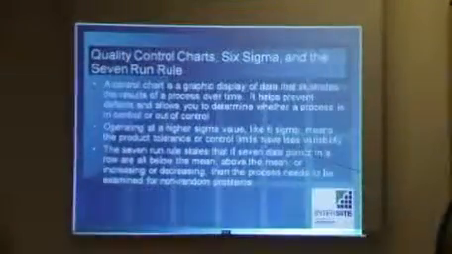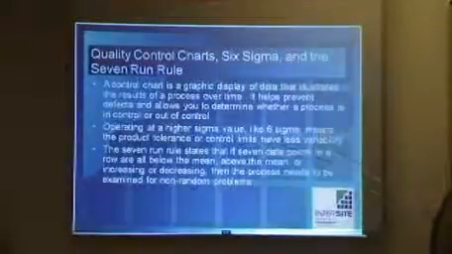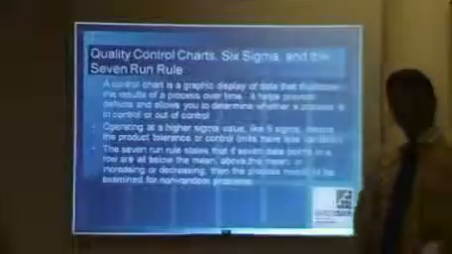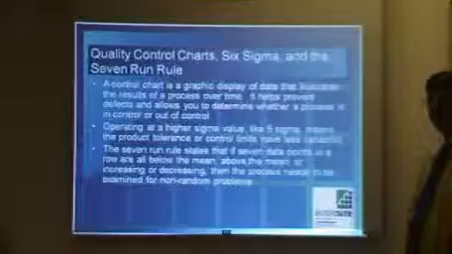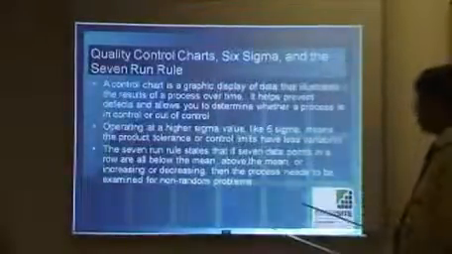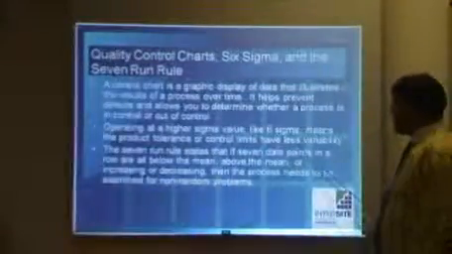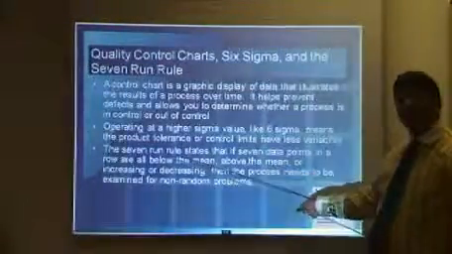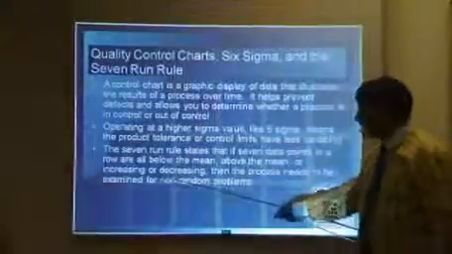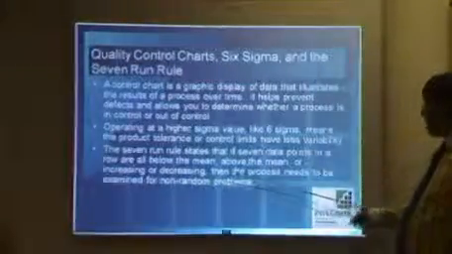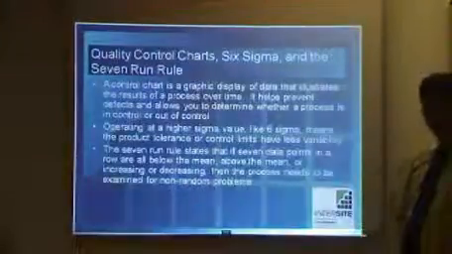Operating at a higher sigma value, like 6 sigma, means the product tolerance or control limit have less variability. So you won't have a lot of variability with a high sigma value. If you go for a low sigma value, you will have lots of variances, and that's what we'd stay away from. The 7 rule states that if 7 data points in a row are all below the mean, above the mean, or increasing or decreasing, then the process needs to be examined for non-random problems.